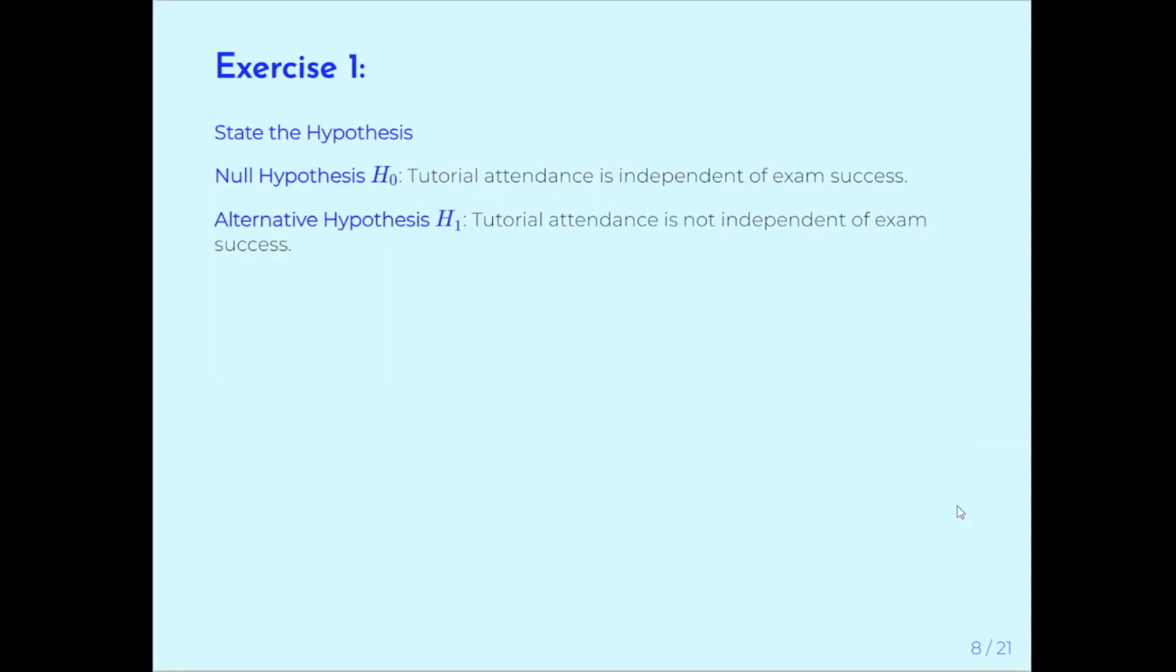So moving on. Exercise 1, just state the hypotheses. This is straightforward enough. Null hypothesis H0 is tutorial attendance is independent of exam success. And the alternative hypothesis H1 is that it is not independent of exam success. That's just part of the exercise that we're going to be looking at here. Just recall that when we are looking at p-values from tests later on.